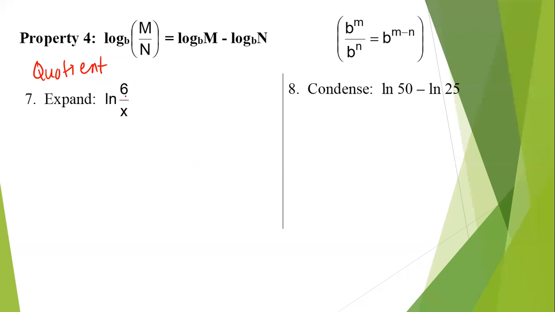So if I wanted to separate these two unlike terms, I can go from a division situation to a subtraction. Division goes to subtraction. Division goes to subtraction, right? So it becomes natural log of 6 minus natural log of X.